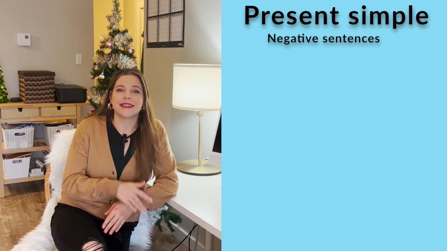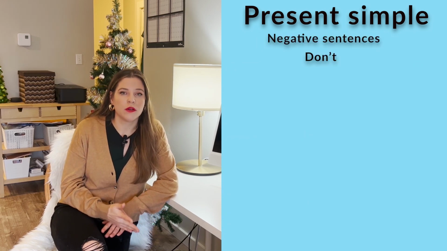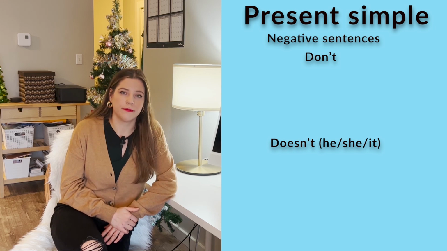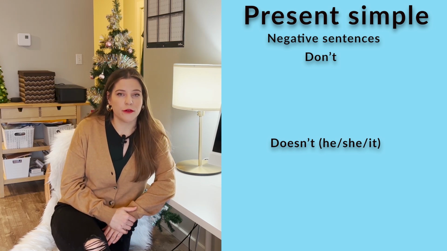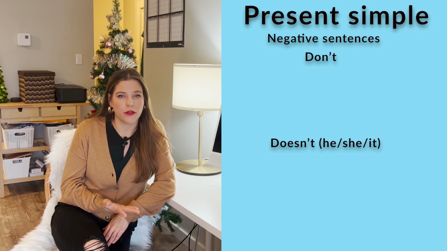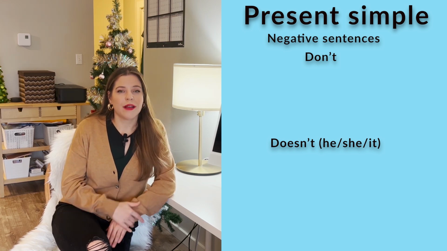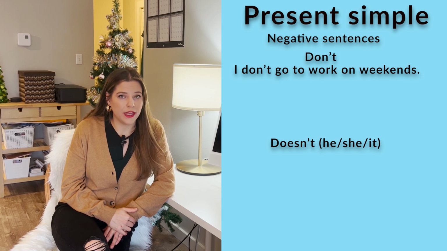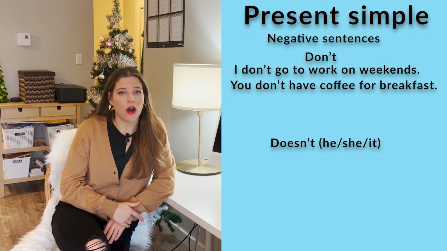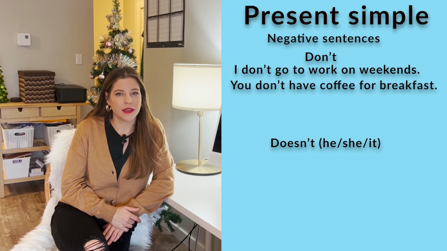Now in negative sentences, we use don't or doesn't with a verb. We use doesn't for third person singular. In other words, he, she, or it. For example, I don't go to work on weekends. You don't have coffee for breakfast.